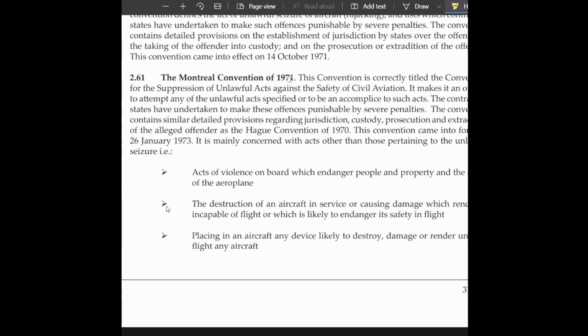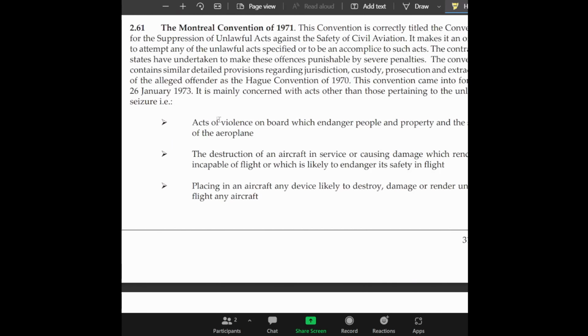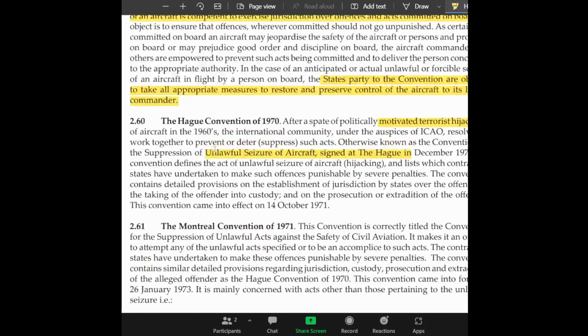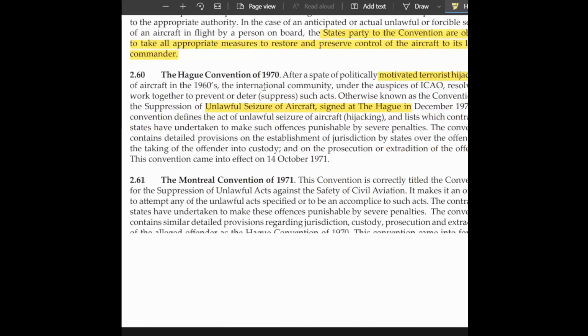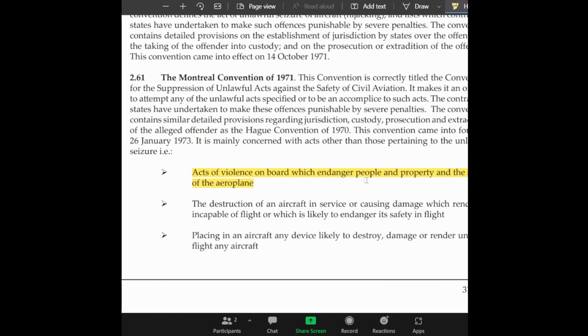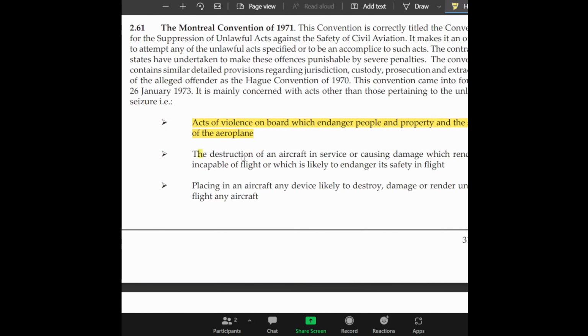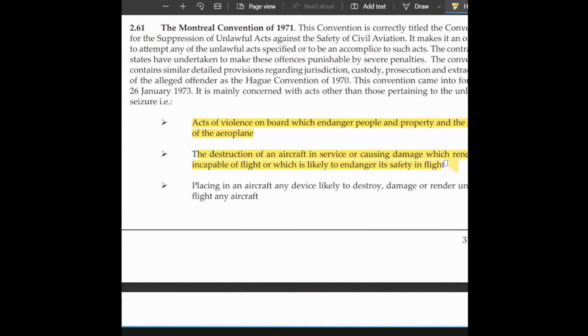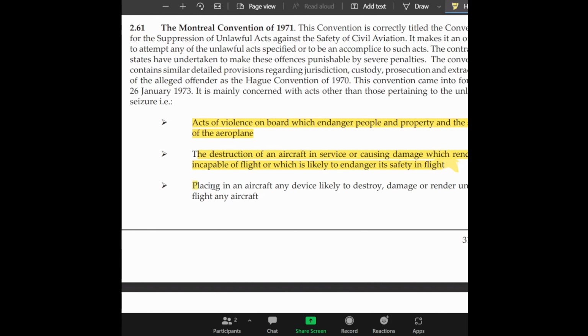Now moving on to the Montreal Convention. Basically, Montreal Convention and Hague Convention add to what the Tokyo Convention had started. So these three can be very confusing. Any acts of violence on board which endanger the people and property, any destruction of the aircraft causing severe damage, which basically means if you light a piece of paper on fire while on board an aircraft, they can arrest you based on this.